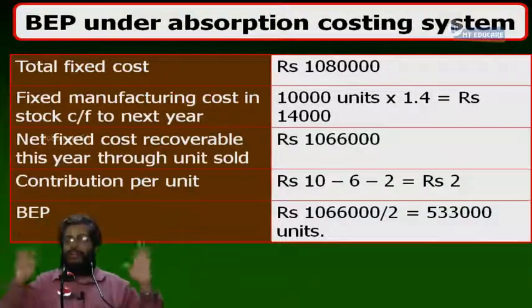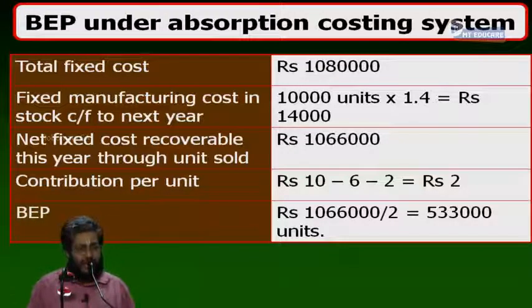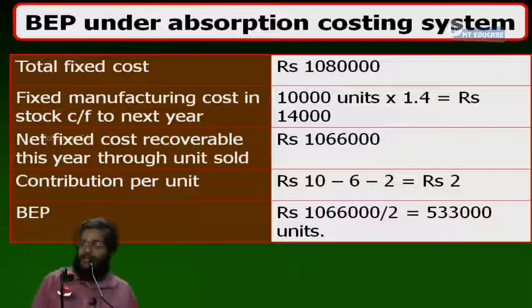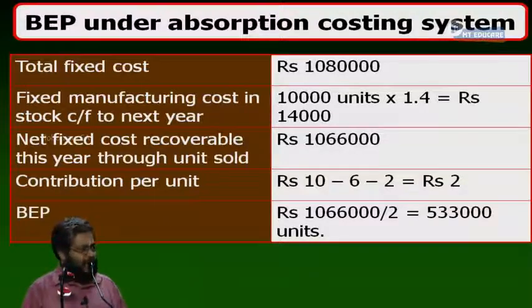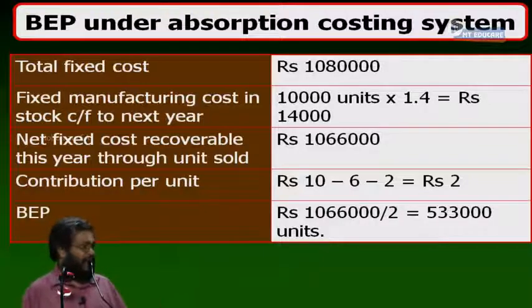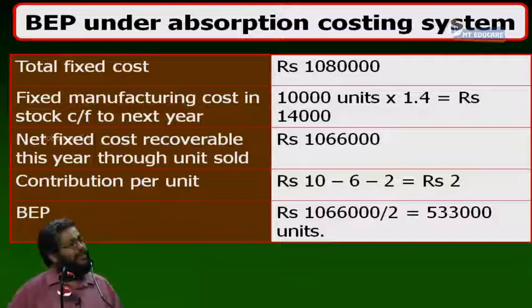Tell me the formula: absorption costing break-even point is equal to fixed cost plus or minus fixed cost inside net stock, divided by contribution per unit. I said plus or minus; can I toss a coin and choose? No, you must understand when to add and when to subtract. Suppose it is a net closing stock: add or subtract? Subtract, because a part of it escapes to next year. Net opening stock means add, because the current year fixed cost and the net fixed cost from the previous year should be recovered. So add the fixed cost in net opening stock, subtract the fixed cost inside net closing stock, and it will give you the absorption costing break-even point. Everybody accepting it?